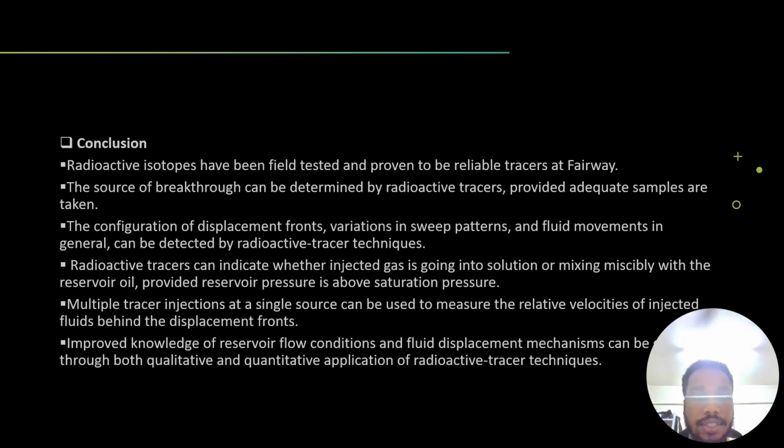In conclusion, radioactive isotopes have been field tested and proven to be reliable tracers at Fairway. The source of breakthrough can be determined by radioactive tracers, provided adequate samples are taken. The configuration of displacement fronts, variations in sweep patterns, and fluid movement in general can be detected by radioactive tracer techniques. Radioactive tracers can indicate whether injected gas is going into solution or mixing immiscibly with the reservoir oil, provided reservoir pressure is above saturation pressure.